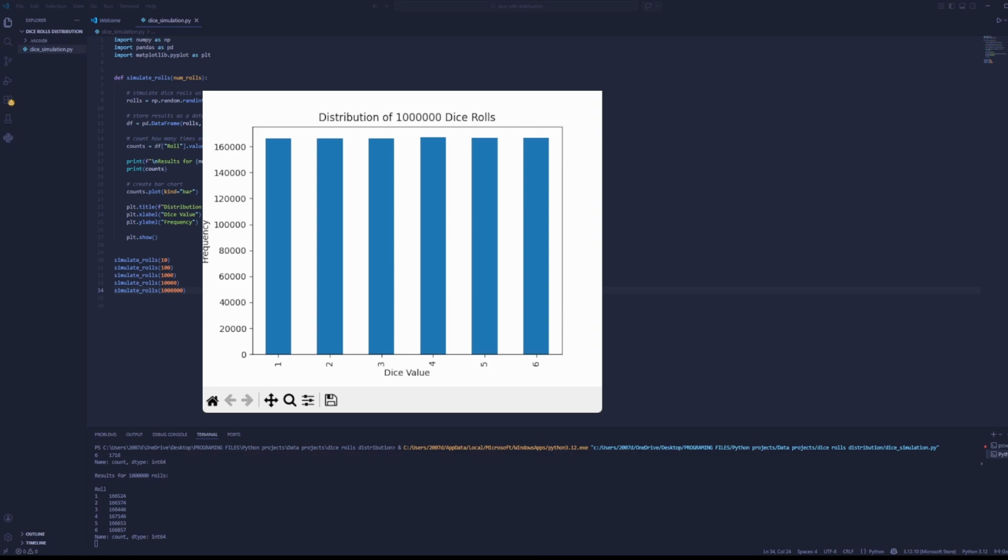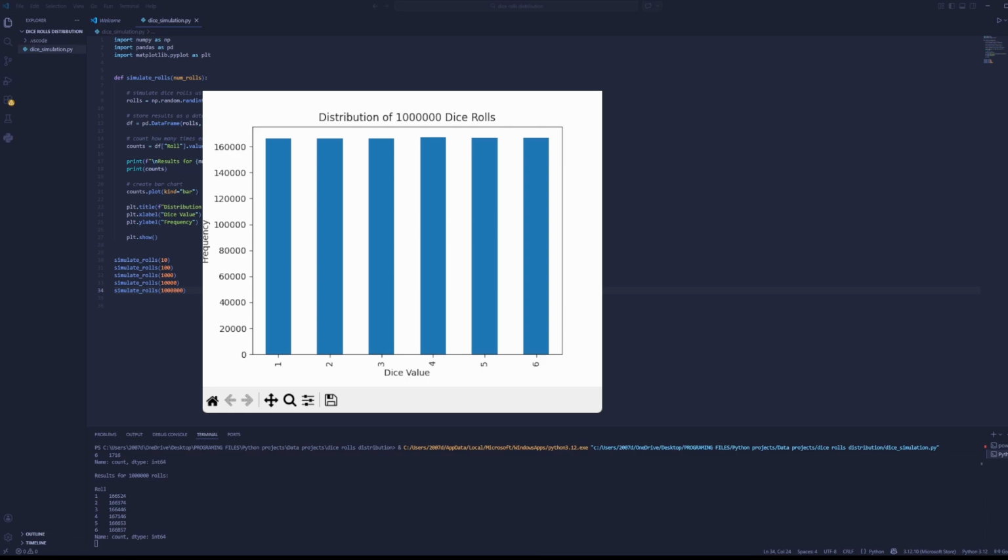When we only rolled the die a small number of times, like 10 rolls, the results were very, very uneven because randomness has a strong effect in small samples. But as we increased the number of rolls to 100 and then to 10,000, the distribution became much more stable. And each outcome appeared closer to 1/6 of the time, which is exactly what probability theory predicts.